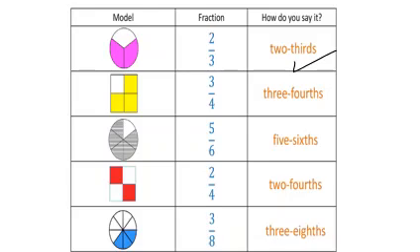So if you look at this diagram, here we have 4 equal parts. We colored 2 out of 4 in red. So we say 2/4.